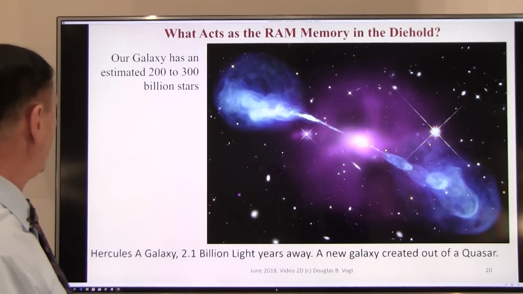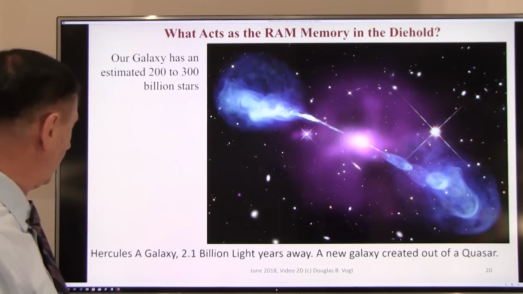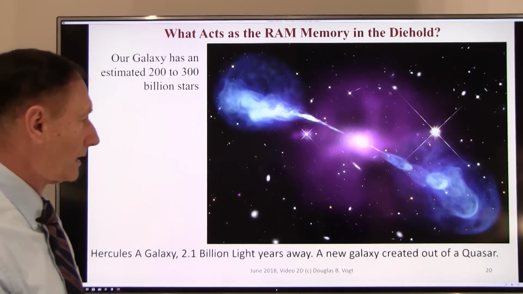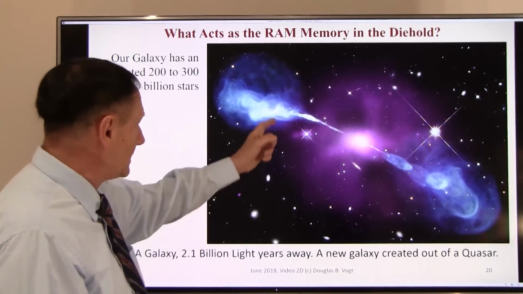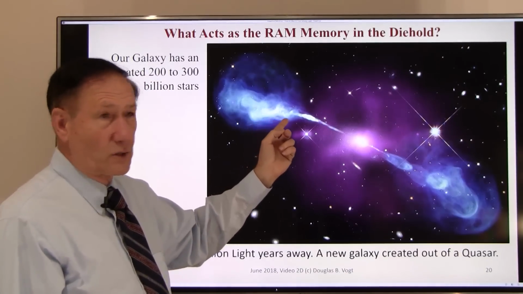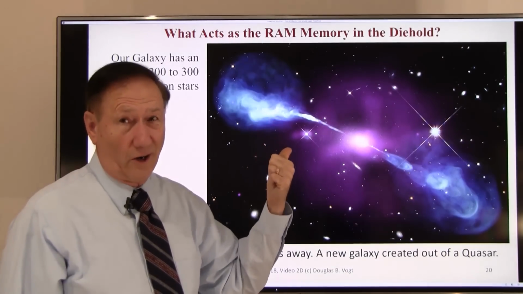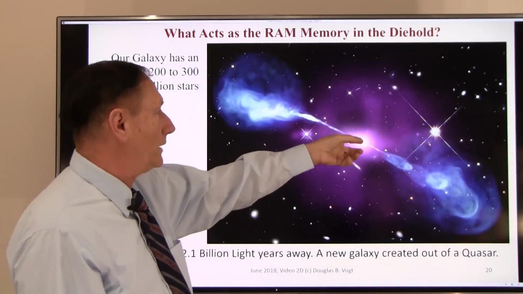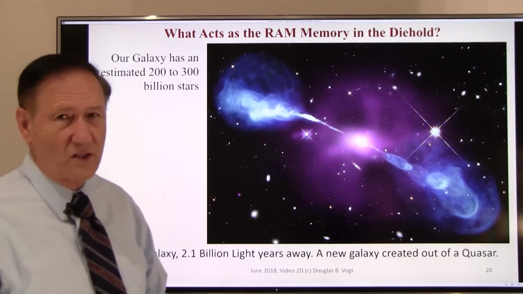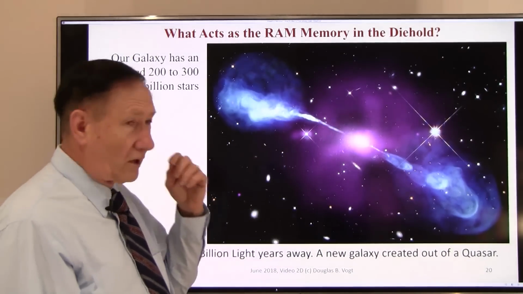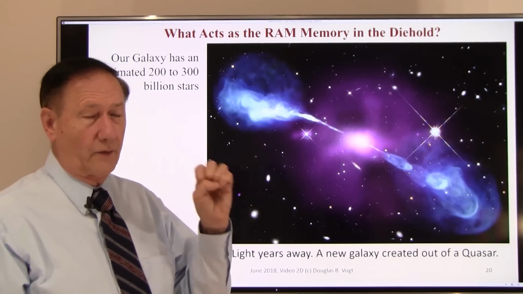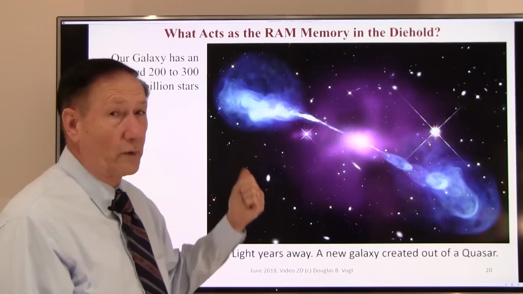Here's an example. This is the Hercules A galaxy, 2.1 billion light years away. A new galaxy out of a quasar. This isn't dust, folks. If you can see it from 2.1 billion light years away, those are stars. This is before this thing starts rotating. Now, the stars, every 12,068 years, go nova and throw off their dust shell, and that creates dust.